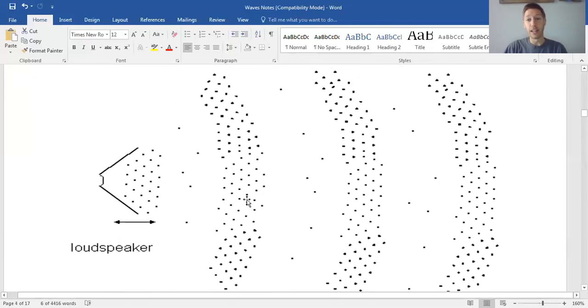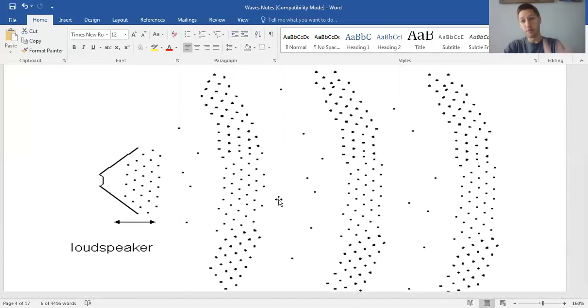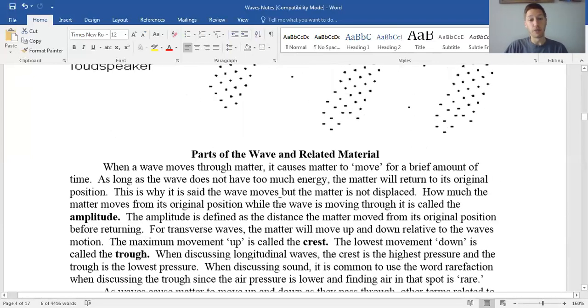It's just a picture of a loudspeaker, which is the same thing as our vocal folds. All it does is push the air out, pull back, push the air out, pull back, and we have this high pressure, low pressure, which we can interpret as different pitches.